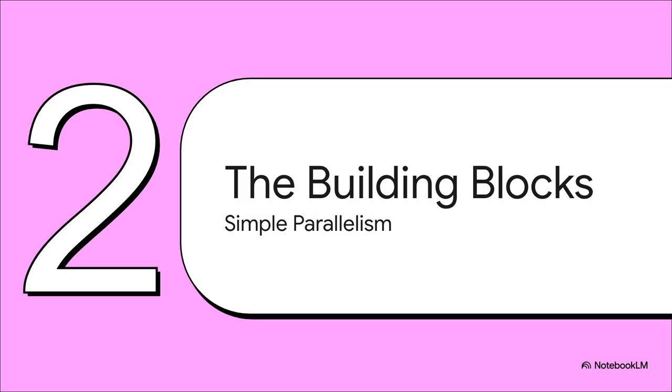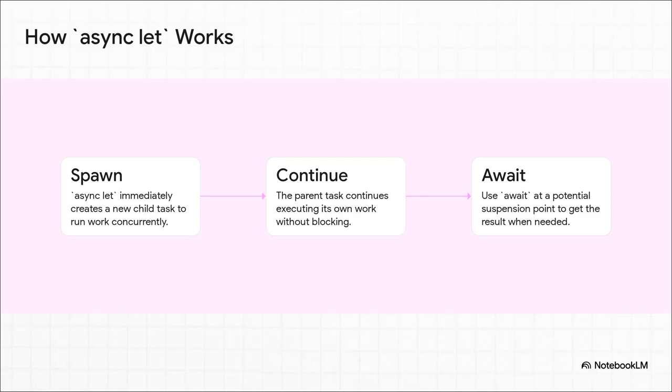Okay, so how do we actually create these child tasks? Well, the simplest way is with our first building block, async let. This is your absolute go-to tool when you know you need to run a fixed number of things at the same time. The way this works is so simple and elegant. You just use async let to kick off a child task, and your main code, the parent, just keeps right on going. It doesn't block.